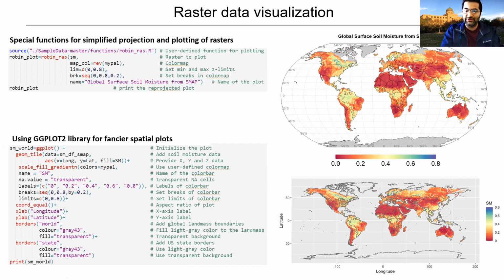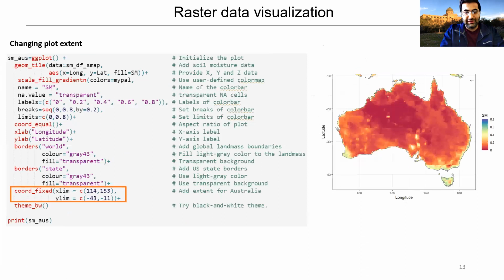So there are multiple ways of seeing and visualizing the same data. Another thing that one might want to do is, if we have global data but do not want to plot the data for the entire globe, you might want it just for a specific extent, in this case Australia. All you have to do is add this specific feature at the end of the code. It will fix the coordinates of the plot to these X and Y limits that you mentioned over here.